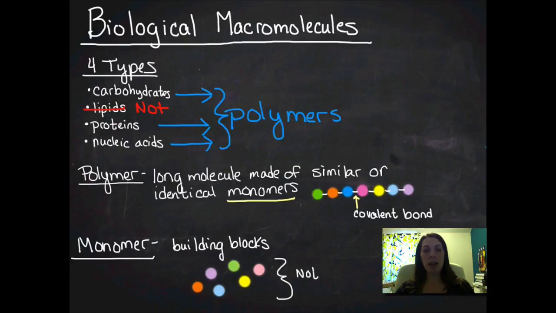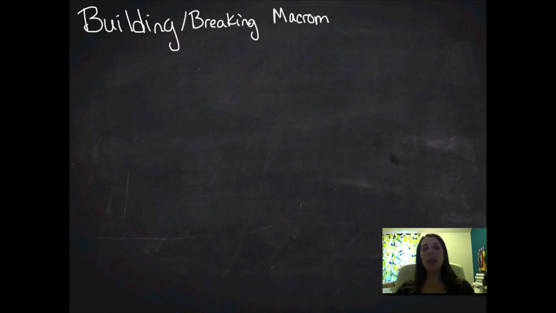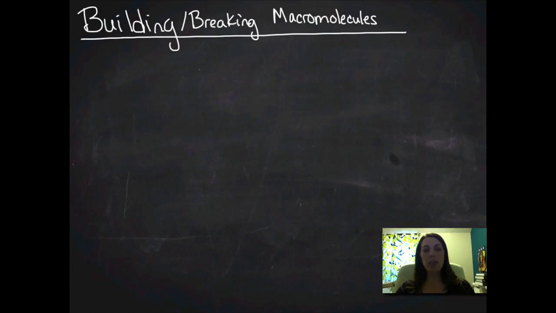So let's talk about how we actually bond them together, because I've got these monomers and they're not covalently bonded to each other, and I need to somehow make them into the polymers, which are covalently bonded to each other. So I'm going to build or break down my macromolecules through one of 2 processes, and these should be familiar to you from chemistry. The first that we're going to cover is dehydration synthesis.